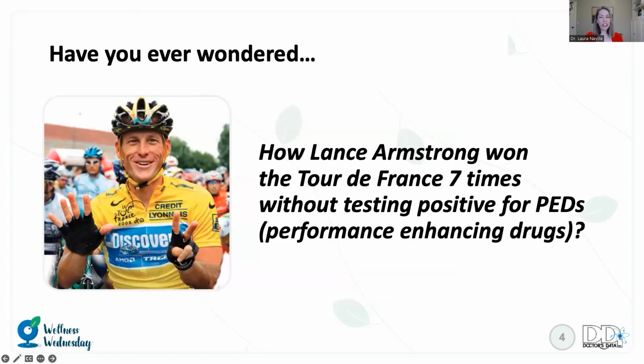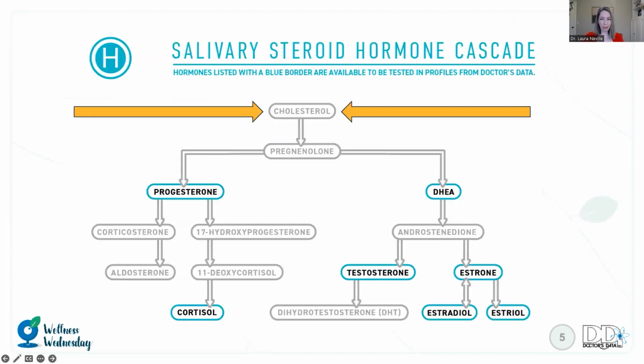If you've ever wondered how Lance Armstrong won the Tour de France 7 times and never tested positive for performance-enhancing drugs, today's presentation is going to answer that for you. But just a hint here, Lance and his team of doctors knew about the nuances of tracking steroid hormones in various testing mediums and basically was able to exploit the weaknesses of the doping control system. And again, by the end of today, you're going to be a physician that would have caught Lance right away, and he wouldn't have gotten away with this 7 times over.